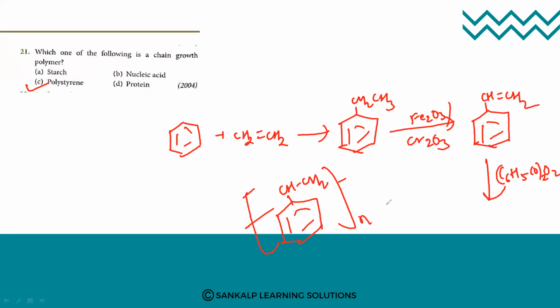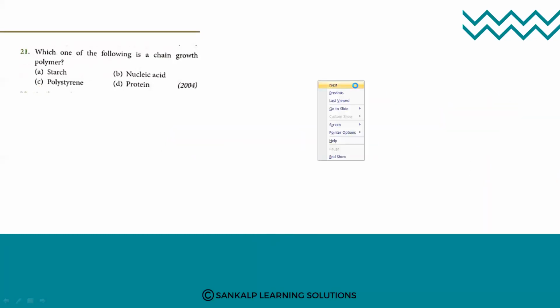So this is polystyrene. So it is an addition reaction or chain growth reaction. Next, acrylan is a hard, horny, and high melting material. Which of the following represents its structure? So which is the structure of acrylan?